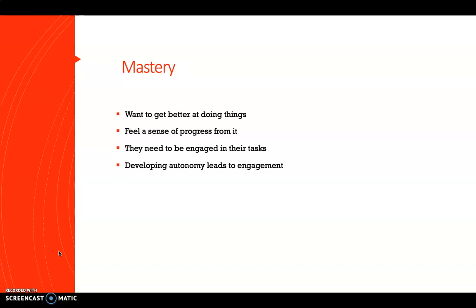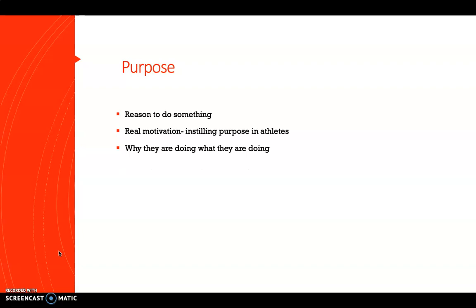We then have mastery, which came along. This is where you want to be better at doing something, so you want to feel progress from it. You need to be encouraged. Tasks need to be encouraging, so if your tasks aren't encouraging you, these people will not be motivated by it at all. Finally, developing autonomy leads to engagement.